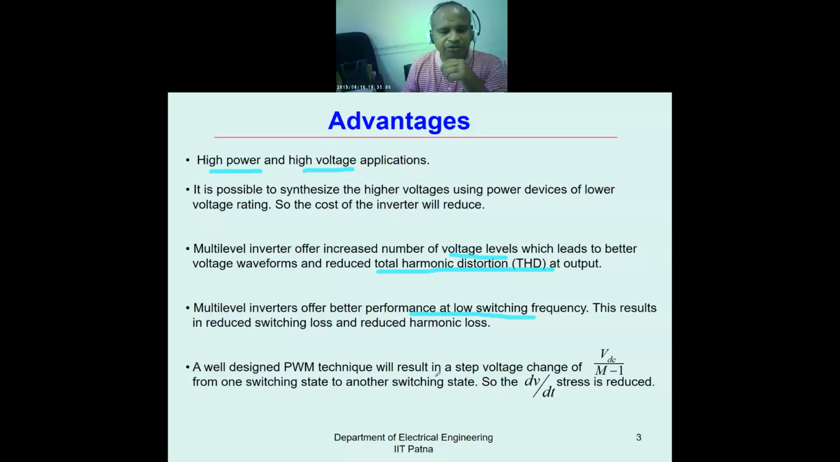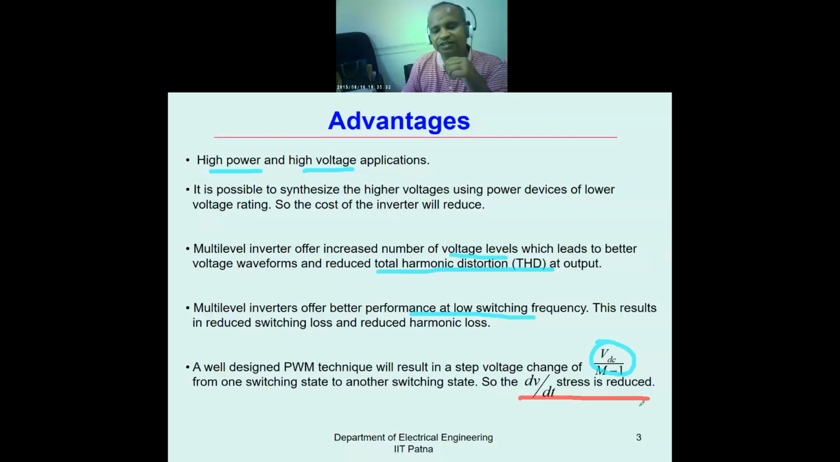And then the PWM technique, in which the voltage stress is VDC by M minus 1, where M is the number of levels. As the number of levels increases, your voltage across the switch decreases, VDC divided by that.